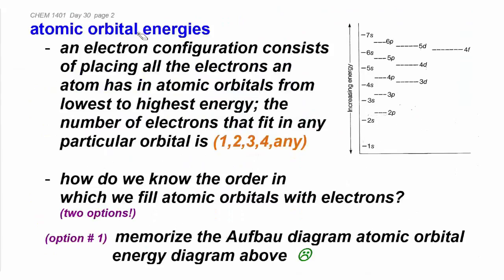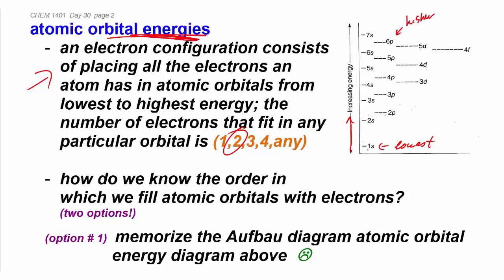So how do we know how to write the electron arrangement or the electron configuration of an atom? It's all dependent on the energies of these atomic orbitals. You just fill the lowest energy first. That's all you got to do. So an electron configuration consists of placing all the electrons an atom has in atomic orbitals from the lowest energy to the highest energy. And the number of electrons that fit in any orbital is 2. So we can see here's increasing energy going up, and so this is the lowest energy atomic orbital. Here's our highest atomic orbital.